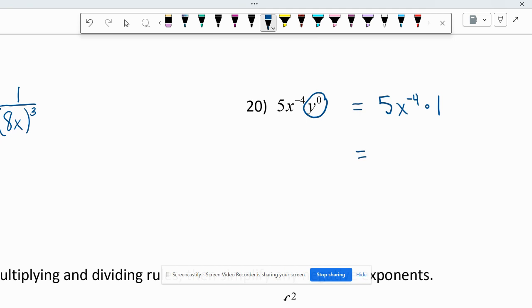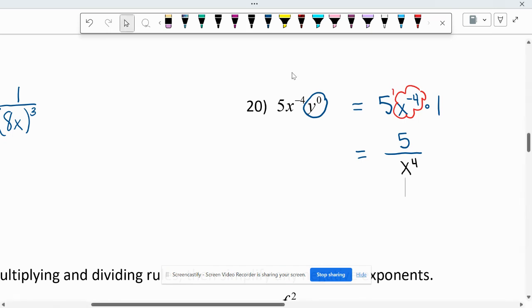What's being raised to the negative power? X. X is the only thing that's being raised to the negative power. So the 5 stays in the numerator. The x is the only thing that's being negative, right? Because remember, there's a 1 there. We just don't write it. So 5 over x to the positive 4.